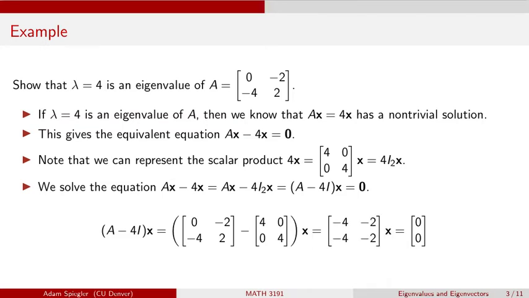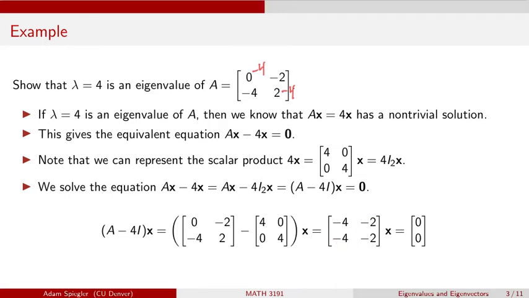Calculating the difference of these two matrices, this would give me 0 minus 4, which is minus 4. I have a minus 4 over here. And then I take 2, subtract 4 from it, and that gives me minus 2. So basically what we're doing is taking this matrix A and subtracting 4 from the diagonal entries. That's where the minus 4 and the minus 2 come from. And we don't do anything to the off diagonal entries of our matrix A.